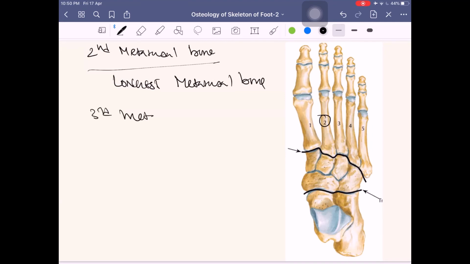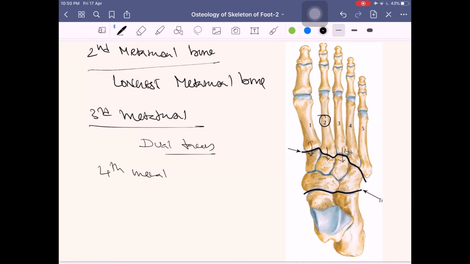Then the third metatarsal. Apart from articulating with the respective cuneiform at the base, the third metatarsal has a facet on the lateral side. You can see that, apart from having a facet on the base, it also has a facet on the lateral side, by which it articulates with your fourth metatarsal. So that is about the third. It has dual facets.